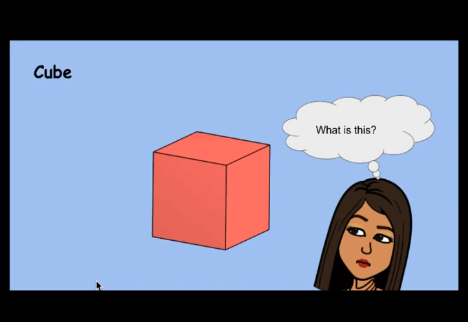What are some of its attributes? So this figure is called a cube. Did you say that it's a 3-dimensional figure and that it's made up of squares? If these were some of your responses, then you are indeed correct. I agree.